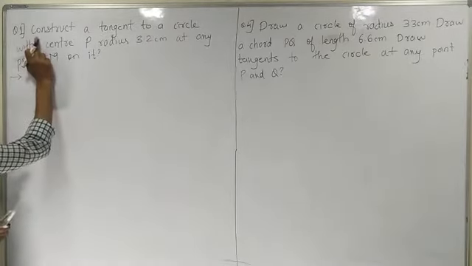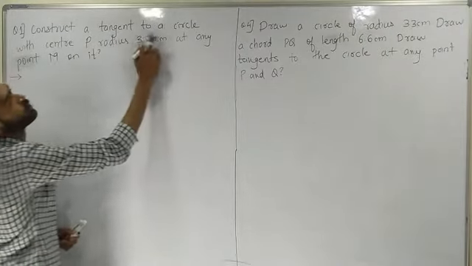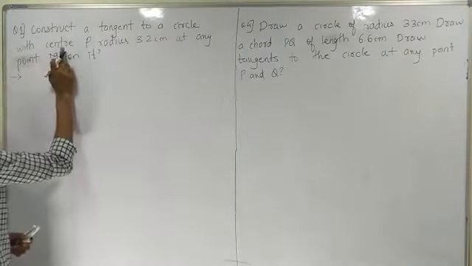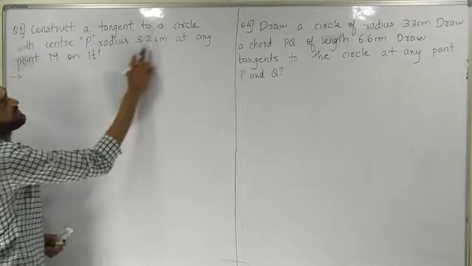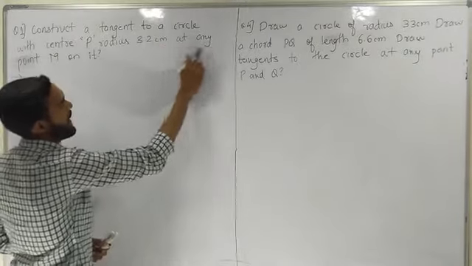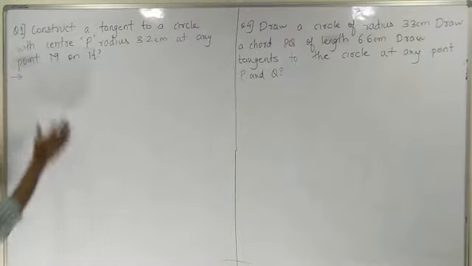First sub question. Construct a tangent to a circle with center P and radius 3.2 centimeter at any point M on it. Let's start with the given.